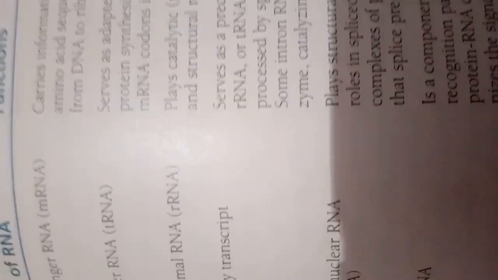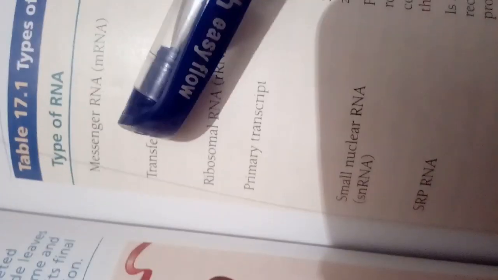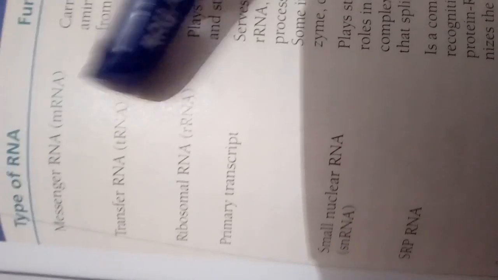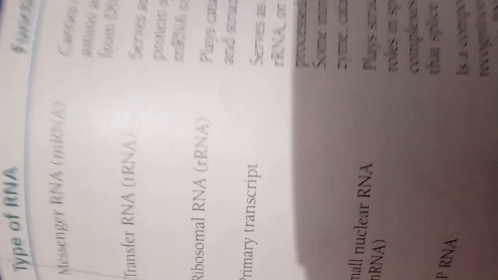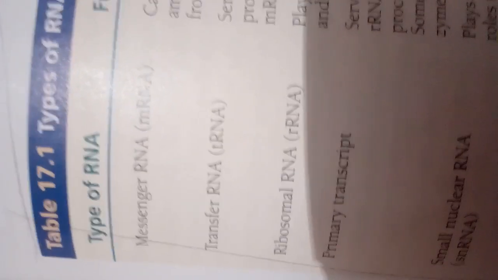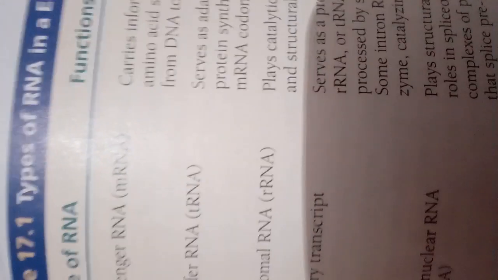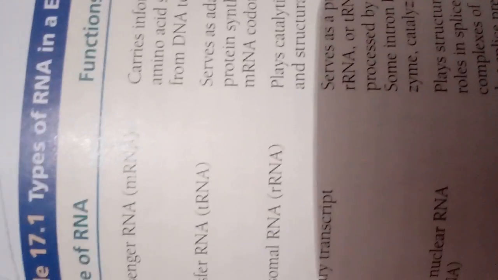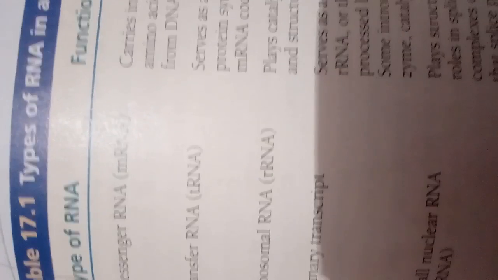In this table, notice the types of RNA in eukaryotic cells, their types and functions. Notice that messenger RNA, in brackets mRNA, carries information specifying amino acid sequences of proteins from DNA to the ribosome. Transfer RNA, in brackets tRNA, serves as an adapter molecule in protein synthesis, translating mRNA codons into amino acids.